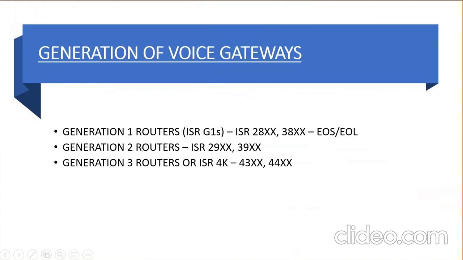Now comes the generation 2 routers. 2900 and 3900 routers are generation 2 routers, and generation 3 routers are the 4Ks, 4300 and 4400 routers. Now, what's the difference? We'll see the difference between generation 1, 2, and 3. Generation 1 and 2 are platform-wise and architecture-wise similar, but generation 3 or 4K routers have a completely different platform and architecture. That's why whenever you troubleshoot a voice gateway, you should check which router model you're troubleshooting. We'll come to know why you need that as well.